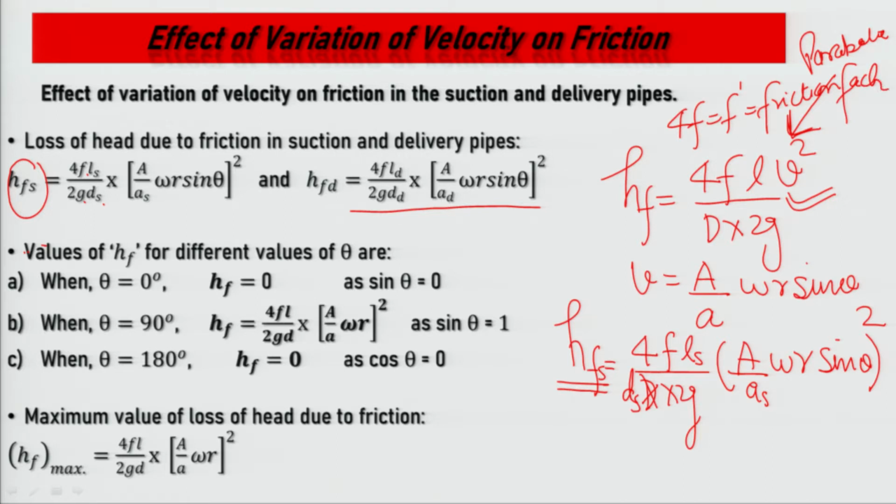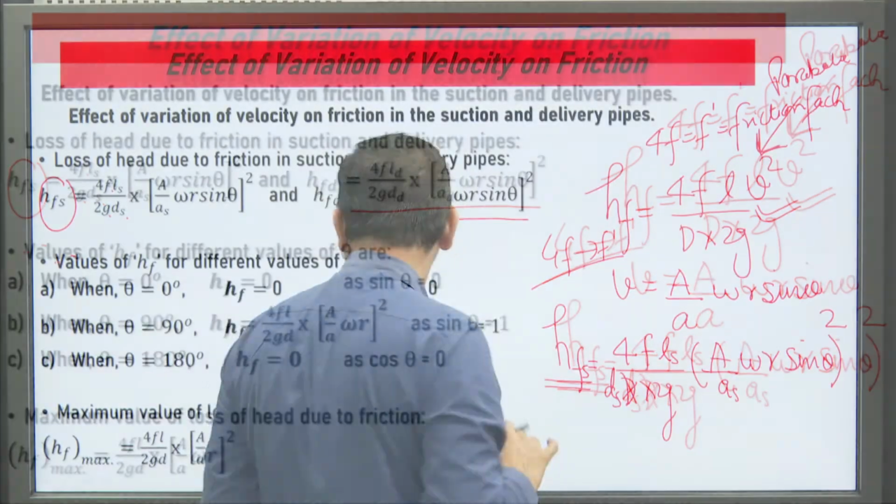Sometimes if we introduce 4f, the f becomes the coefficient of friction. In this equation, f is the coefficient of friction. If this becomes f, it means friction factor. So 4f becomes f dash, and this becomes the friction factor. All the time we are considering the coefficient of friction, that is why we are saying this is the 4f. Okay. Do you follow my point?